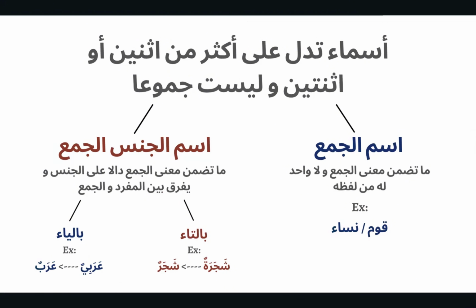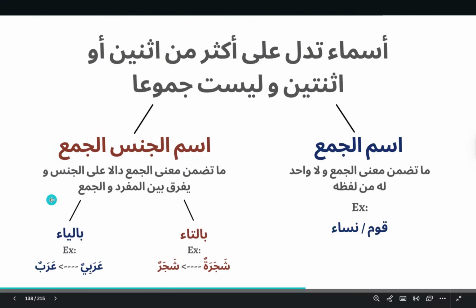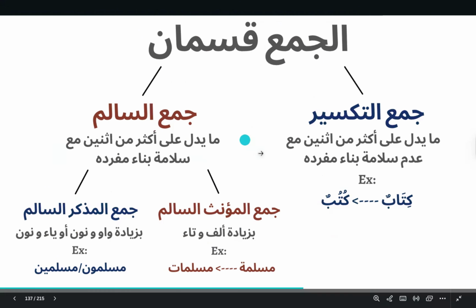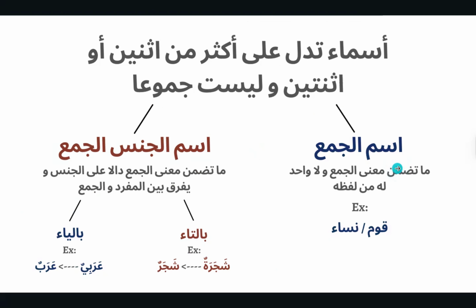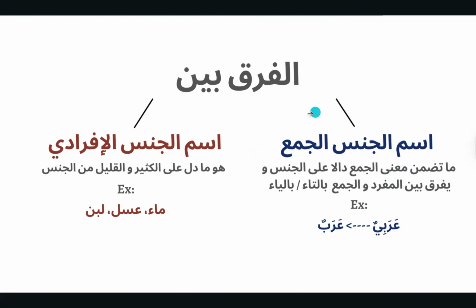Okay? So this is the difference between ism jama and ism jins jama, and both of them are asma that indicate more than two things, but they're not jumu'. They're not considered as being plurals because they don't follow any of these patterns here. Now, if you've understood that, then we also have something else, which is called ism jins al-ifradi. You're going to hear this term also. So what's the difference between ism jins al-jama and ism jins al-ifradi?